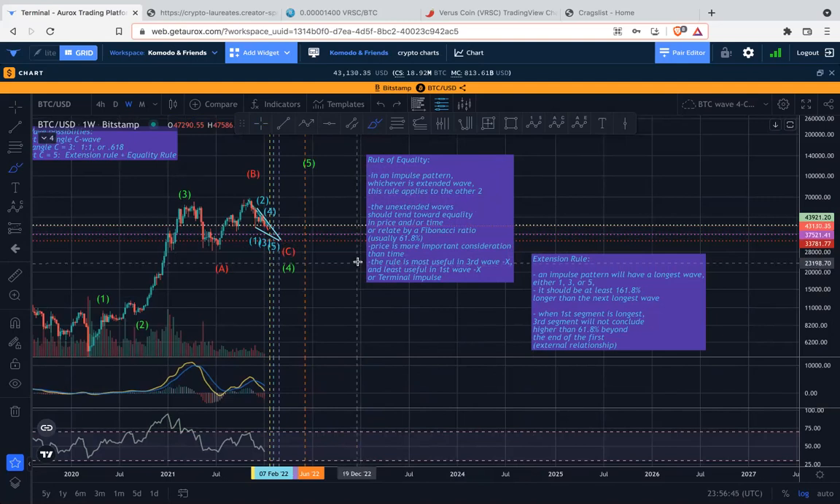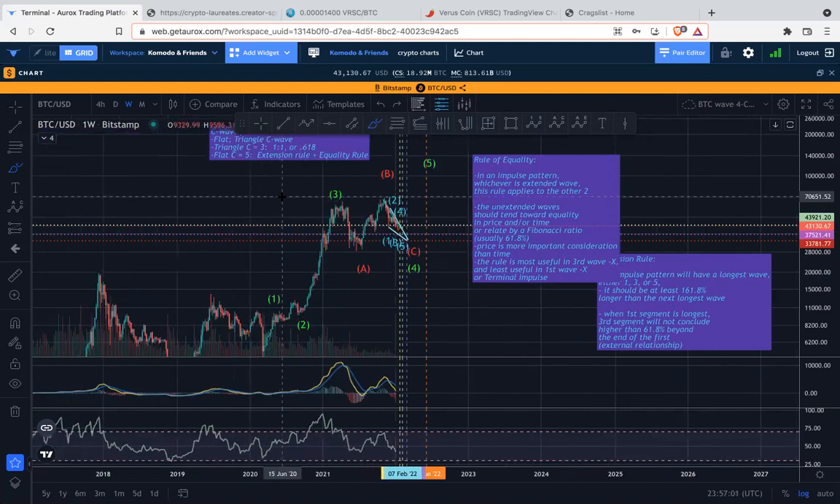Yeah, and then the rule is most useful when there's a third wave extension, least useful when there's a first wave extension or terminal impulse, but we'll still use it here in any case and see what kind of relationships we get. Okay, so we're going to use that rule of equality.